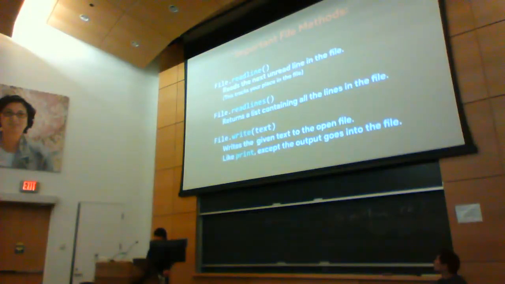File.write is kind of like print, except it prints into your file. So if I do file.write hello world, it'll write hello world into the file. But in order for this to work, you have to make sure the file is open for writing or appending. If you do file.write on a file that's only open for reading, it won't do anything. Does that make sense?